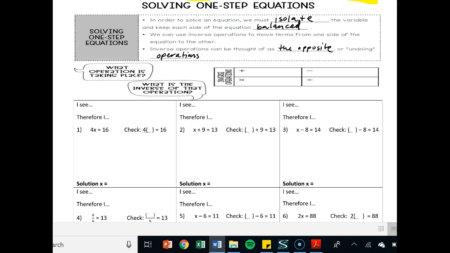To solve one-step equations, we must isolate the variable and keep each side of the equation balanced. We can use inverse operations to move terms from one side of the equation to the other, and inverse operations can be thought of as the opposite or undoing operations. So if I've got an addition sign, the inverse is subtraction. A subtraction sign, the inverse is addition. Multiplication, division, and division would be multiplication. So just doing the opposite of what you see.